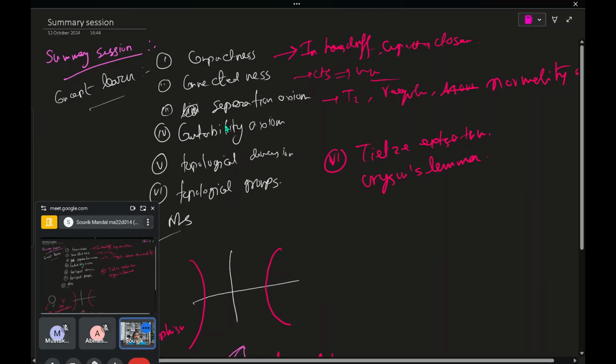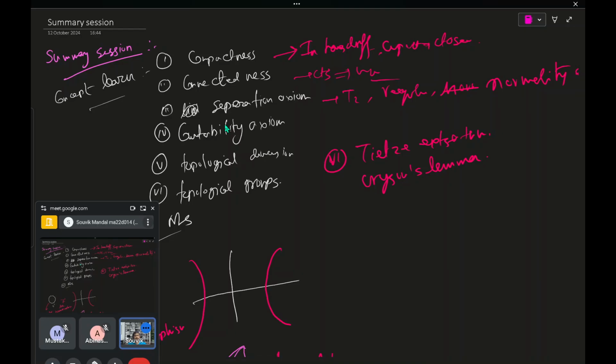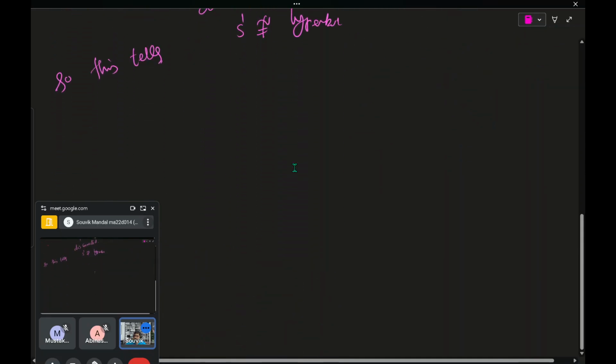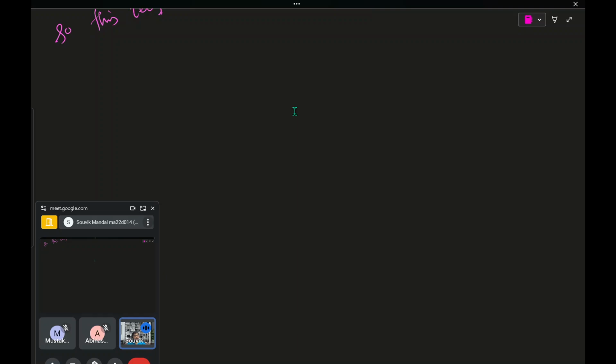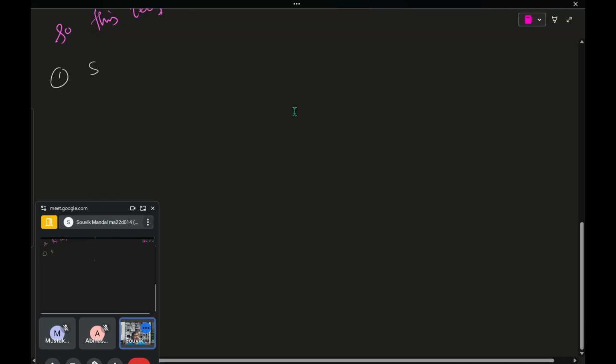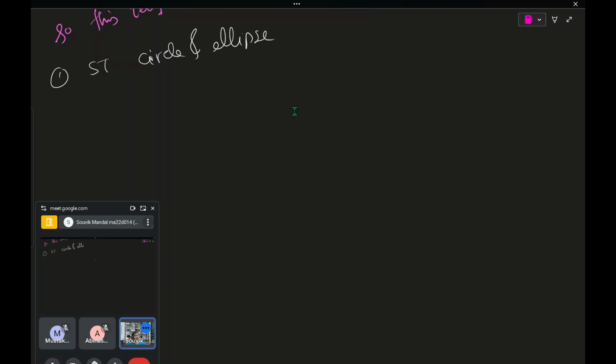This is a very interesting fact we have seen. Now let's discuss some problems regarding homeomorphism. The first question is: show that a circle and an ellipse are homeomorphic.